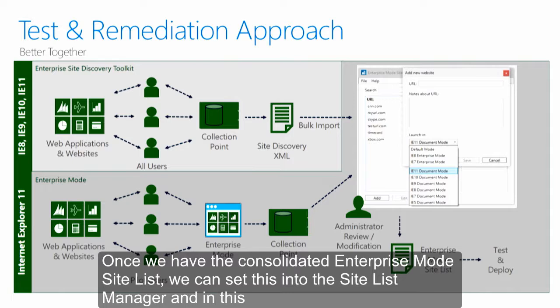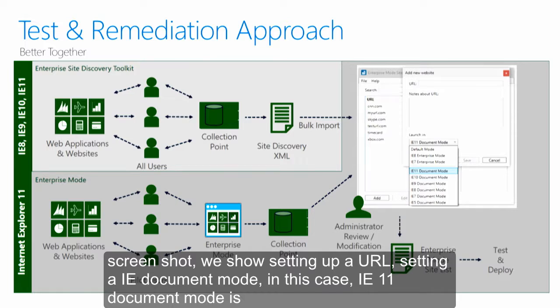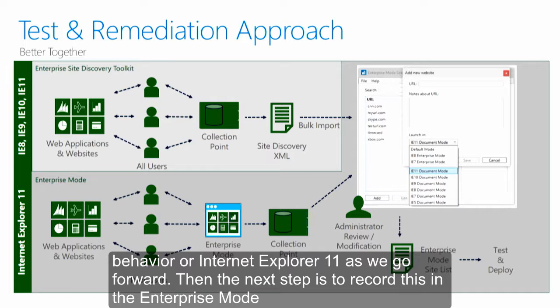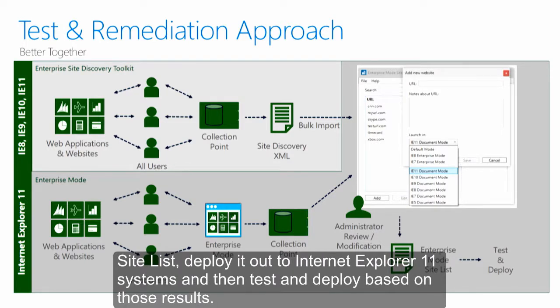Once we have the consolidated enterprise mode site list, we can set this into the site list manager. And in this screenshot, we show setting up a URL, setting an IE document mode. In this case, IE 11 document mode is selected, but you can see we can go down to IE 5 if necessary. We set this, and then this will control the behavior of Internet Explorer 11 as we go forward. Then the next step is to record this in the enterprise mode site list, deploy it out to Internet Explorer 11 systems, and then test and deploy based on those results.